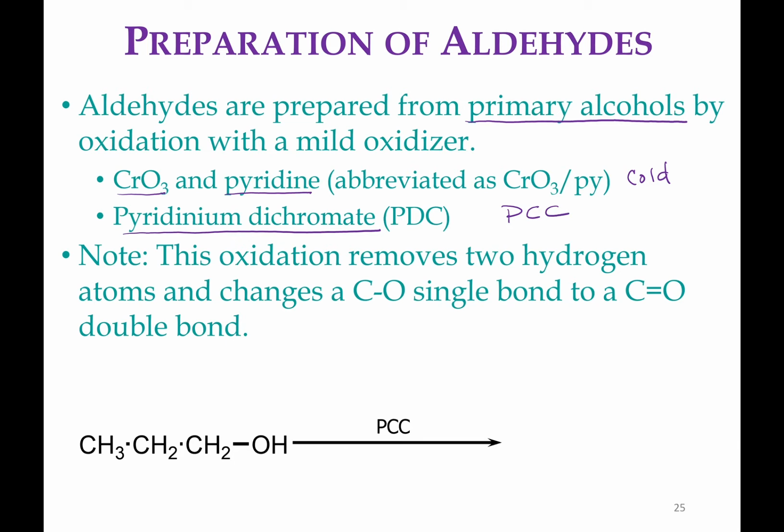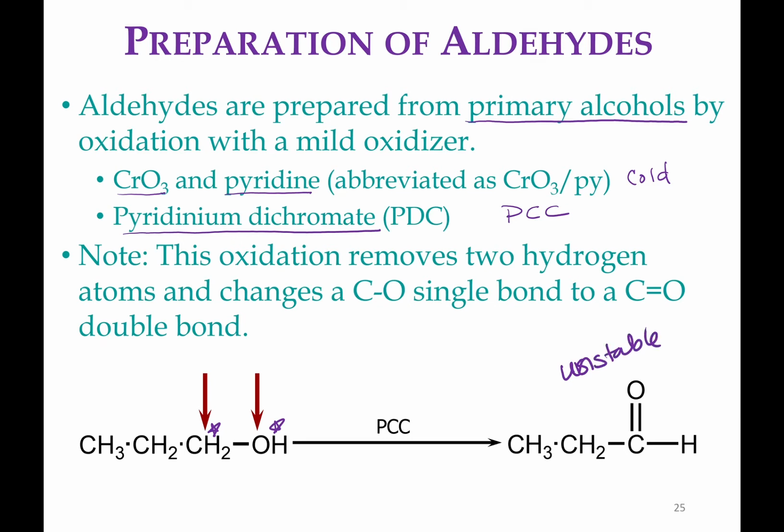And when we do that oxidation, we are going to take this bond here, take a hydrogen from either side, and oxidize it to form the aldehyde. Remember, this is unstable, and will oxidize very quickly under normal conditions to give you the carboxylic acid. So you have to be very careful, remove it immediately, and keeping that aldehyde is very difficult.